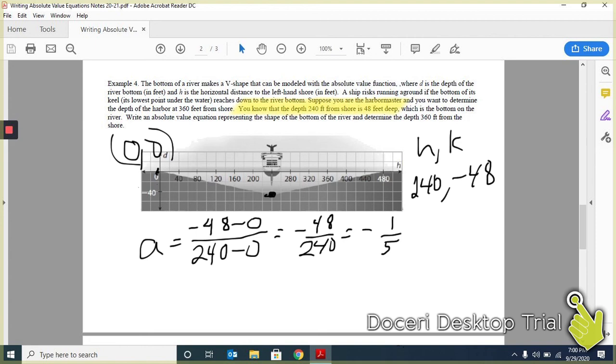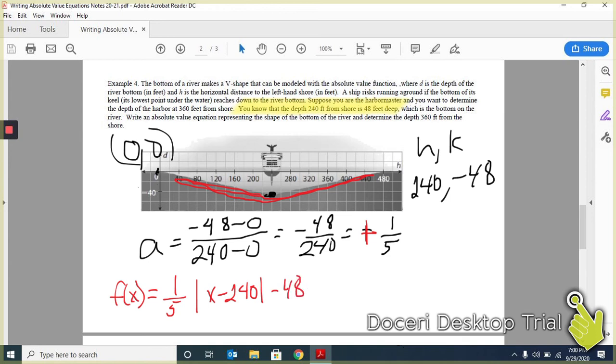But here's the problem. The graph itself is a minimum graph, meaning that my A value has to become a positive value for it to work right. So if I write my equation, it's going to essentially be f of x is equal to a positive 1/5 absolute value of x minus 240, minus 48.